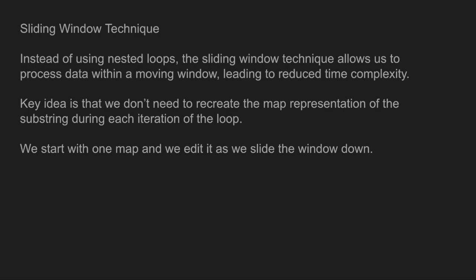The idea is that we don't need to recreate the map representation of the substring during each iteration. For each iteration, the map representation only changes by 2 characters. The character that is no longer in the substring is removed from the map, and the character that is now part of the substring is introduced to the map.